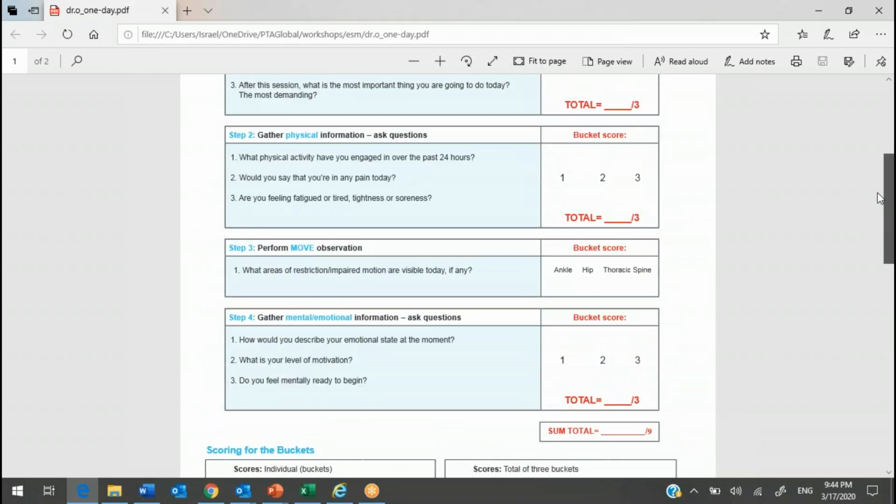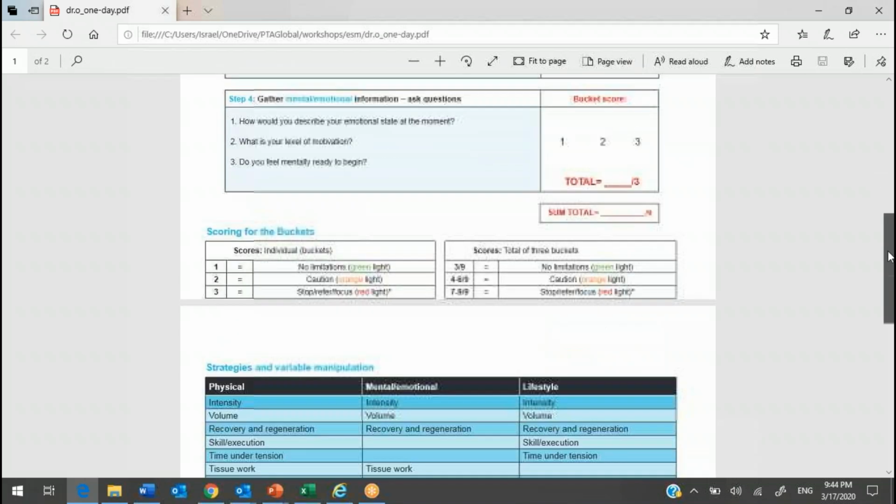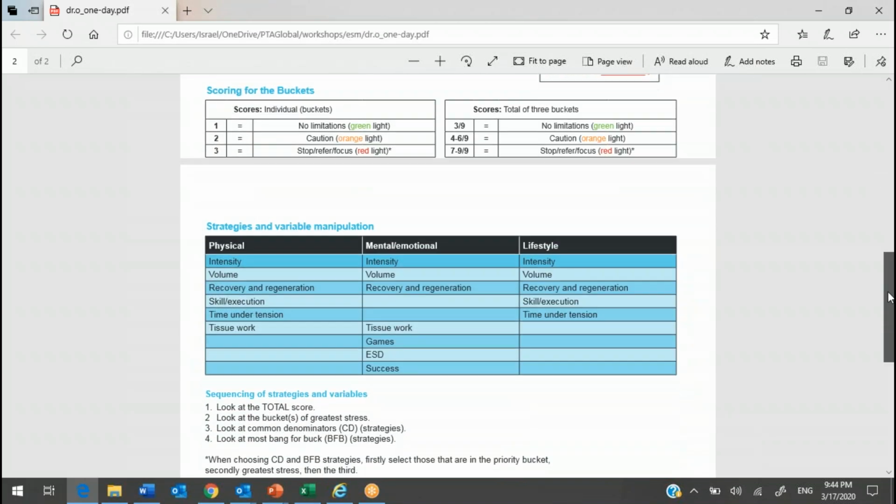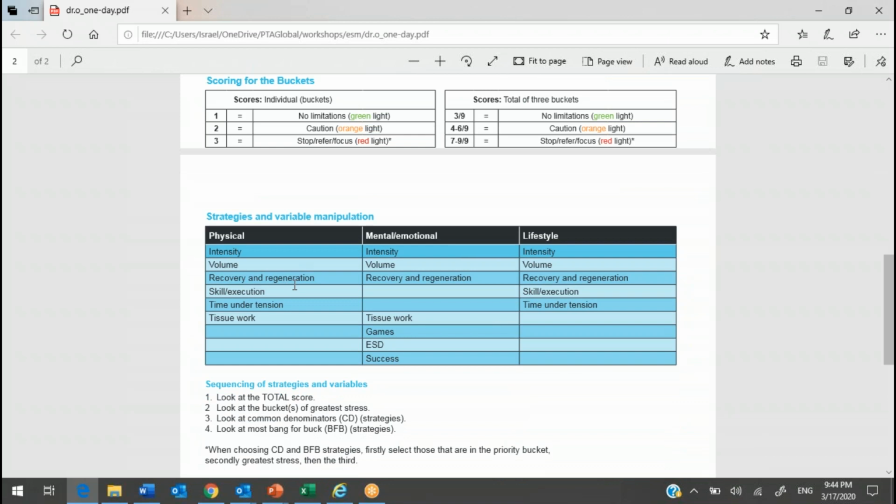Obviously, so in the physical bucket, if they had a lot of soreness, they had a lot of tightness, right? It might make a whole lot of sense to just plug and play the recovery regen and then specifically tissue work in that bucket. All right, so just assign and align, right, the appropriate measure to help meet them where they need to be met. So hopefully this tool helps.